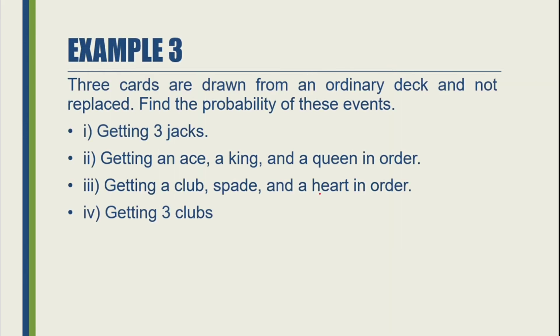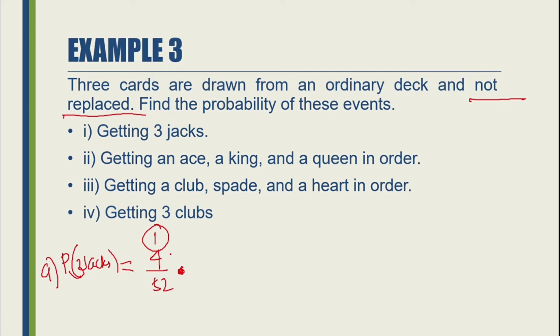Example number 3. 3 cards are drawn from an ordinary deck and not replaced. So take note of the words not replaced. So find the probability of these events. First is the probability of 3 jacks. Since this is not being replaced or returned, and we are going to get 3 jacks here, the probability of getting a jack is 4 over 52, and this is the first jack, times the probability of the second jack, which would still be affected because it is not being replaced.